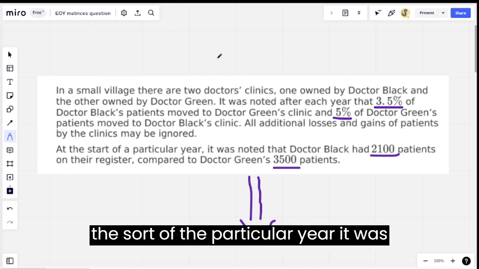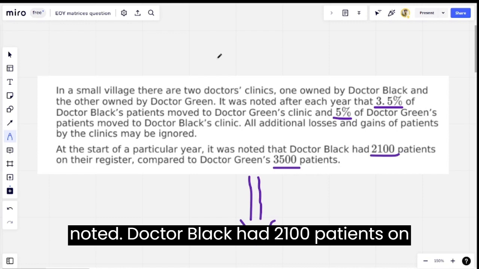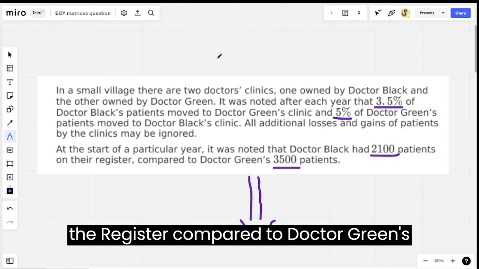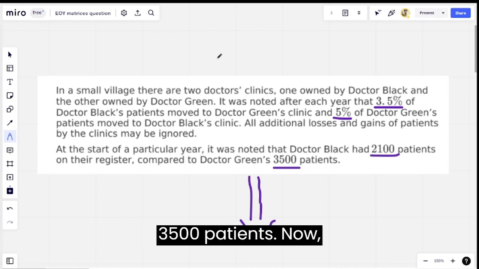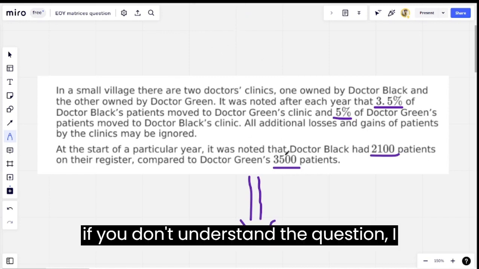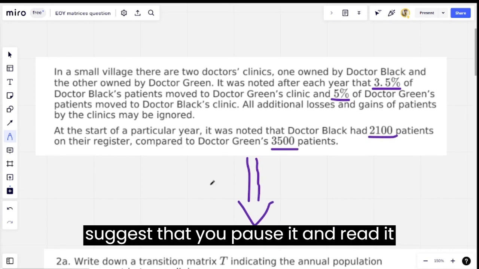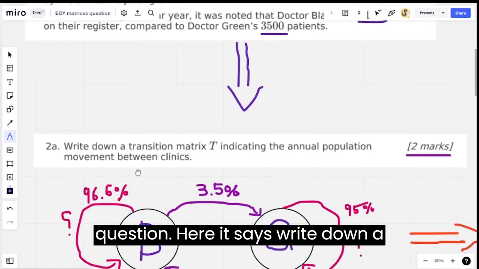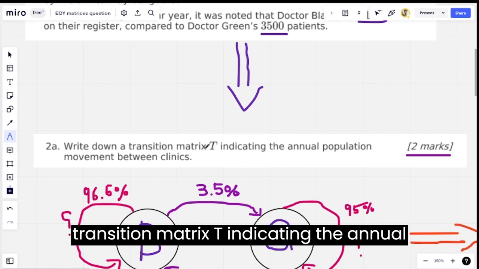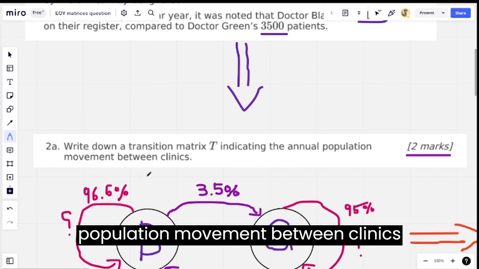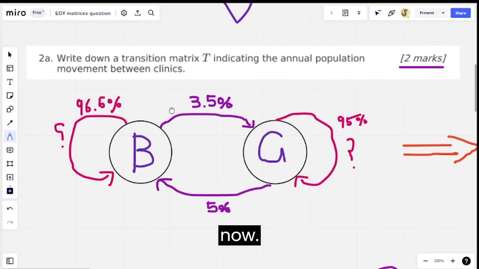At the start of the particular year, it was noted that Dr. Black had 2,100 patients on the register compared to Dr. Green's 3,500 patients. Now, if you don't understand the question, I suggest that you pause it and read it again. Now, the first part of the question says write down a transition matrix T indicating the annual population movement between clinics.